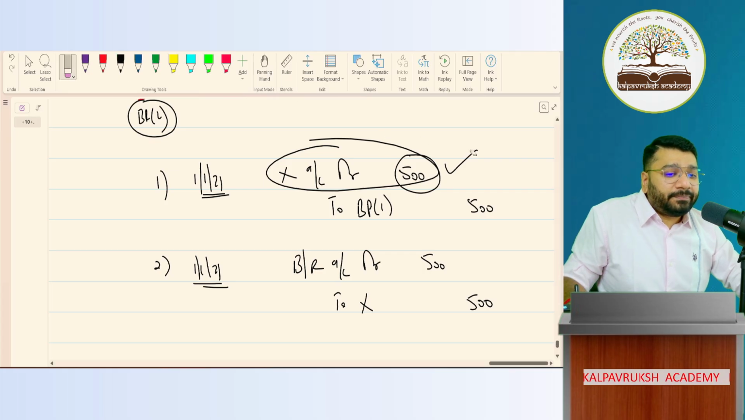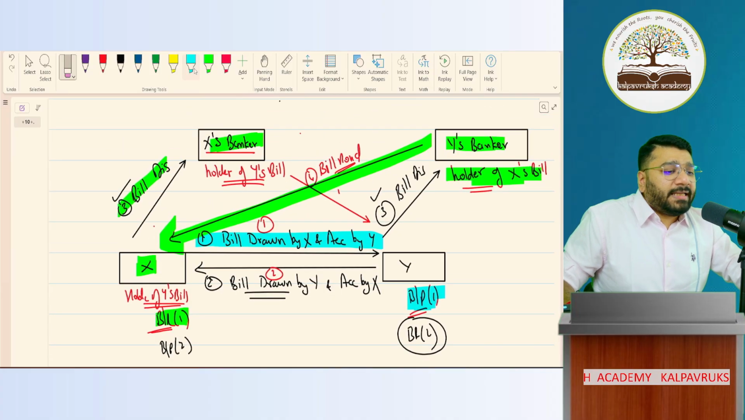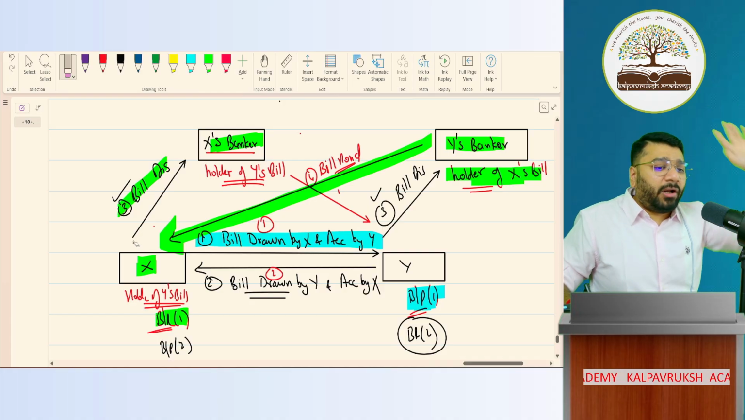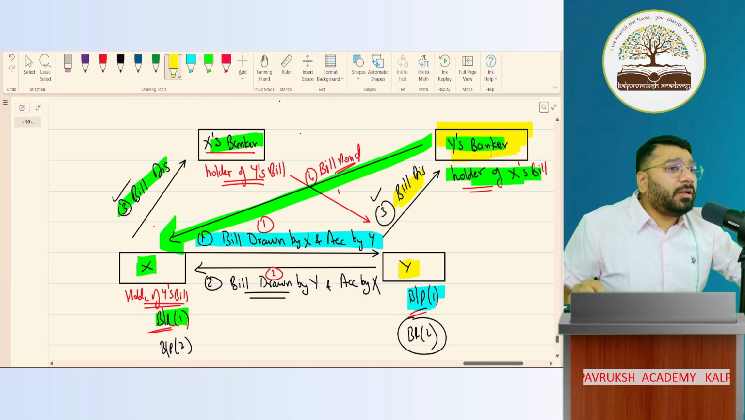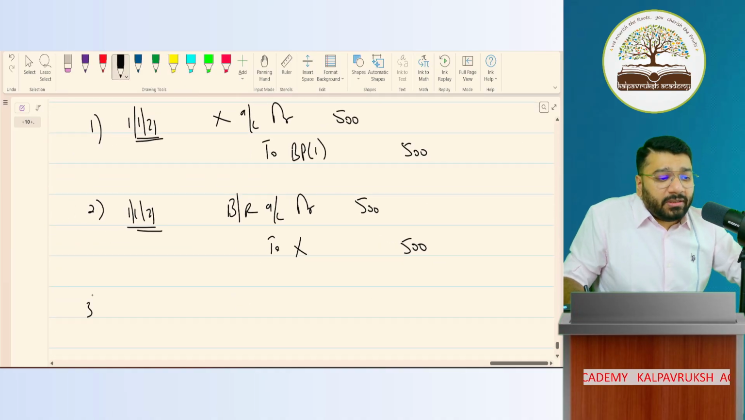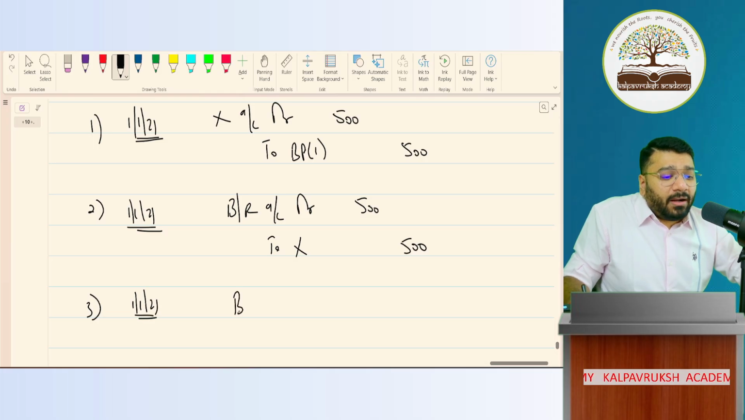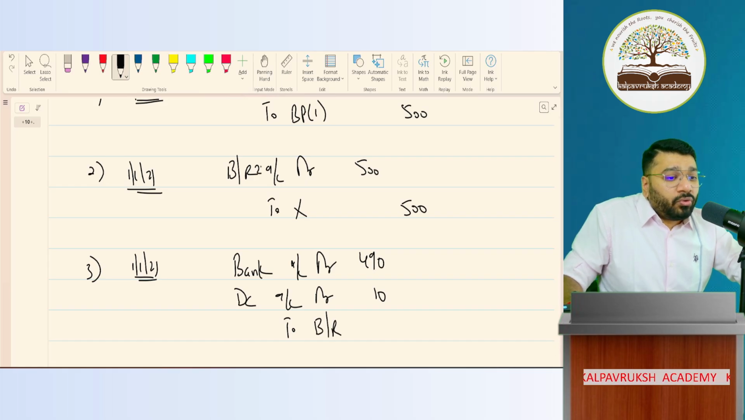Not got it? Then what is happening? On the third transaction, X is discounting with X's banker. That I will not record. But Y is discounting with Y's banker. This I will record. Got it? Not got it? So what is the bill discounting entry? Very good. Which day? On the same day. Bank account debit. Same amount will come. How much? 490. Discounting charges account debit 10. To what? To bills receivable 1 or 2? 2. BR 2. 500. Got it?